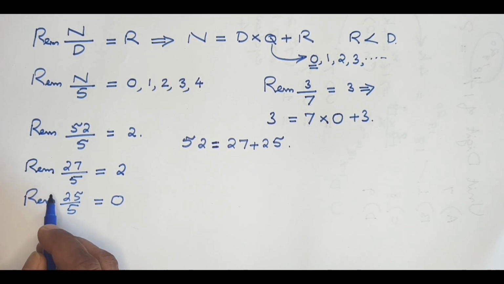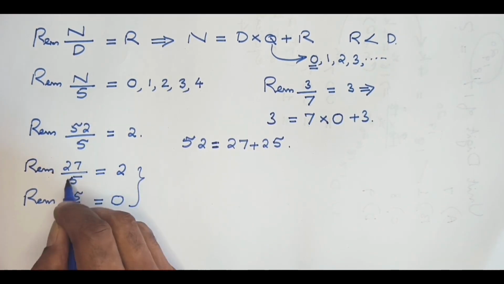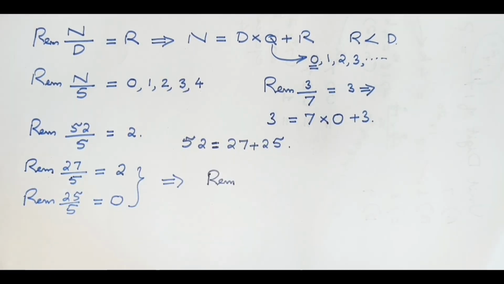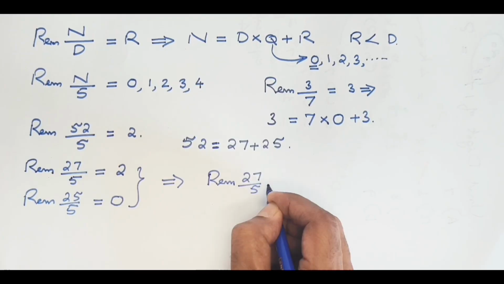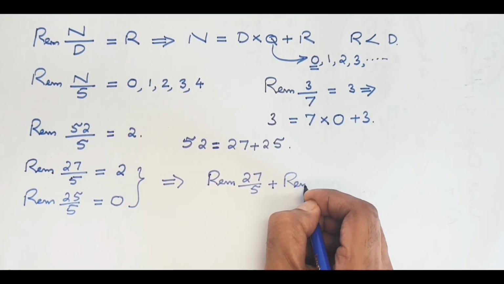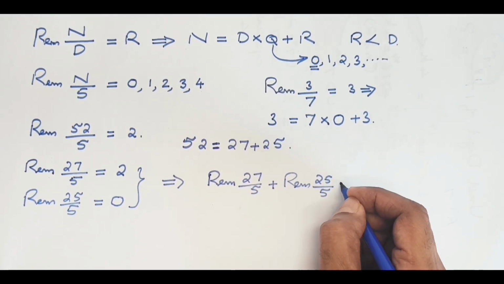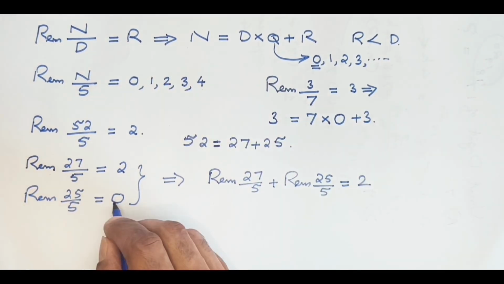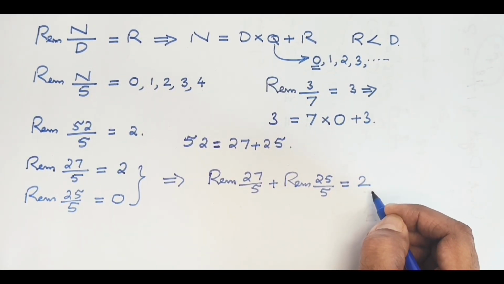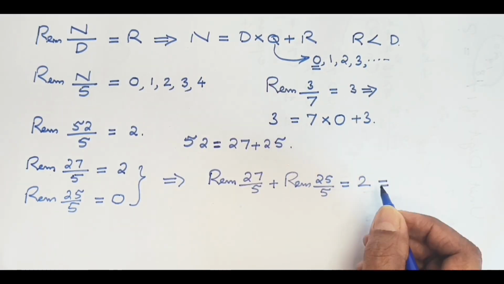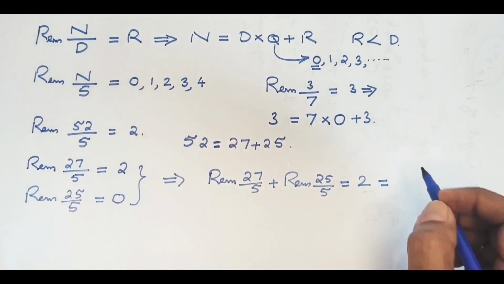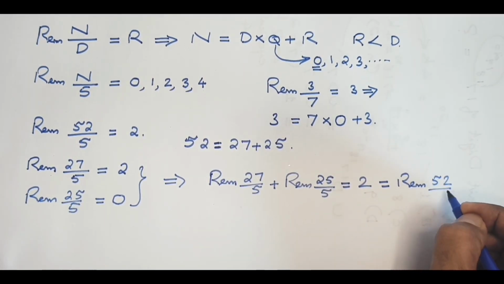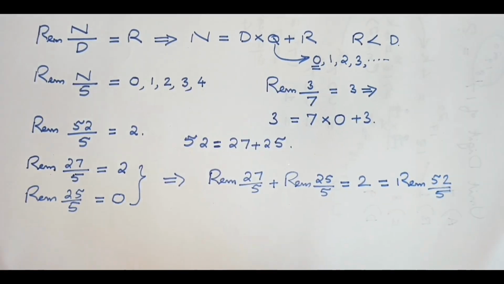Now you add these two. When you add these two, what do you get? Remainder of 27 by 5 plus remainder of 25 when divided by 5 equals, the right side is 2 plus 0, which is 2. And that's equal to, you look at this, the same as remainder of 52 when divided by 5.